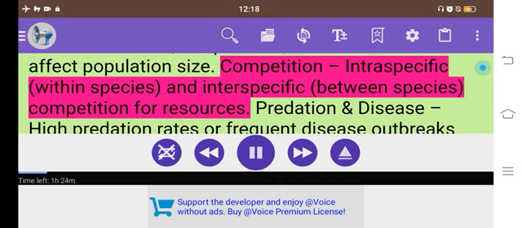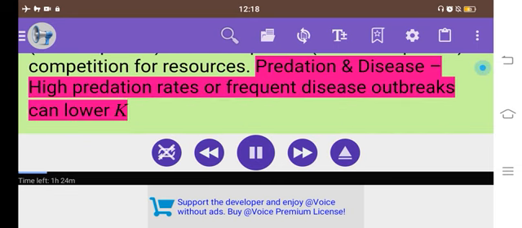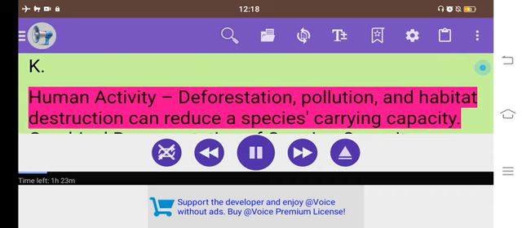Competition: intraspecific within species and interspecific between species, competition for resources. Predation and disease: high predation rates or frequent disease outbreaks can lower K. Human activity, deforestation, pollution, and habitat destruction can reduce a species' carrying capacity.